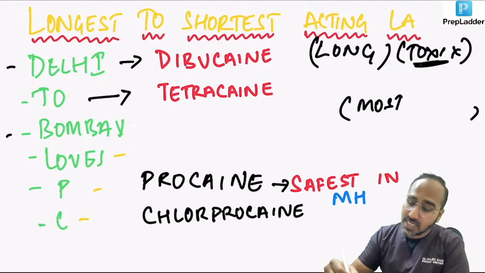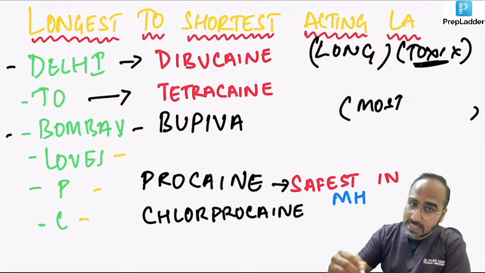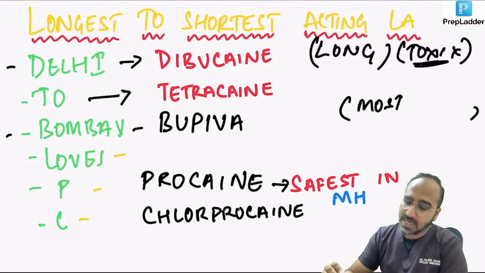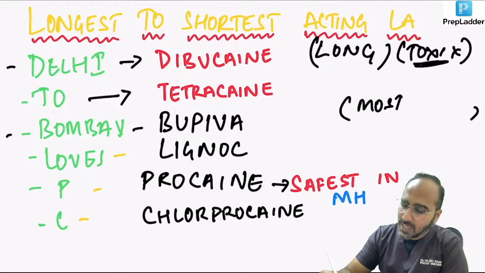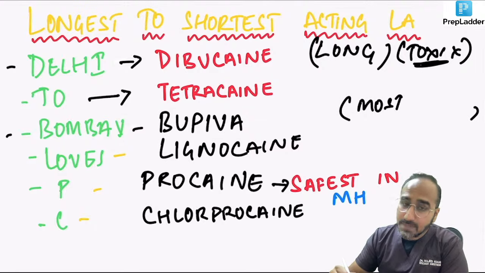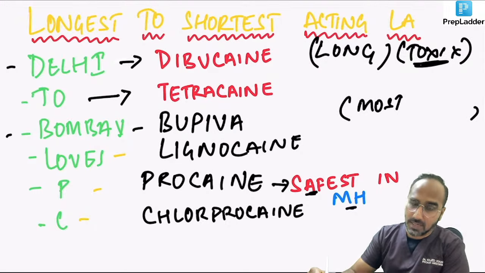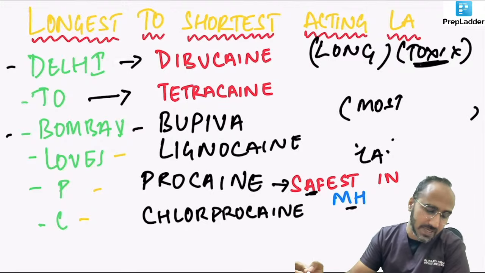T stands for tetracaine. B stands for bupivacaine. Remember, the longest is dibucaine. Next after dibucaine is tetracaine. Next, bupivacaine. Next, lignocaine, which is shorter than bupivacaine. Shorter than lignocaine is procaine. Shorter than procaine is chloroprocaine. Remember, procaine is regarded as the safest local anesthetic to be used in a condition called malignant hyperthermia.